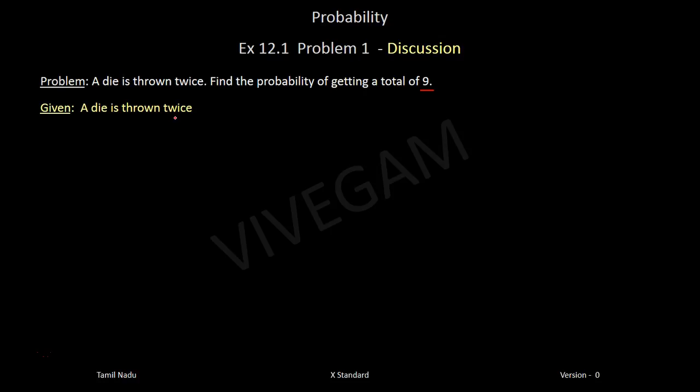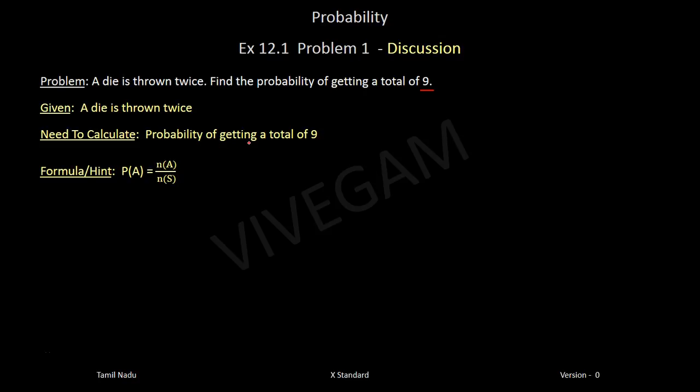So what is given? A die is thrown twice. What are we asked? We are asked to find the probability of getting a total of 9. What is the formula? The same. Probability of event A is n of A divided by n of S. In all these problems, the steps will be the same. So after this, I don't think I'll be going through these steps. You can take a look at it. There won't be any major change.